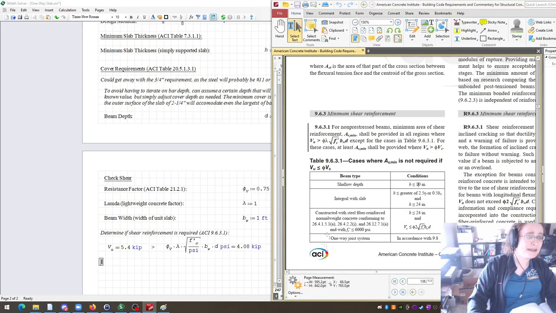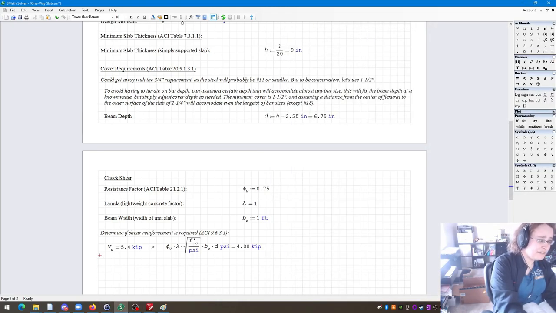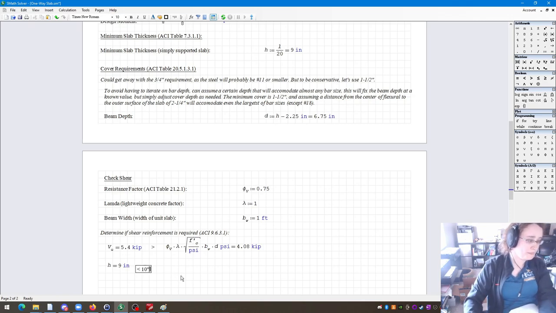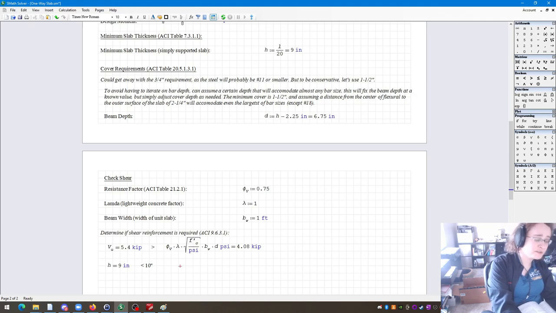So again, we can look here and say, for a shallow depth beam, or in this case a slab, if we stick with that 9 inches, H is less than 9 inches, or H equals 9 inches, I should say. Maybe I'll write this out like this, which is less than or equal to 10 inches. Therefore, the AV min, the minimum shear area reinforcement, does not apply. So our AV min is basically zero.